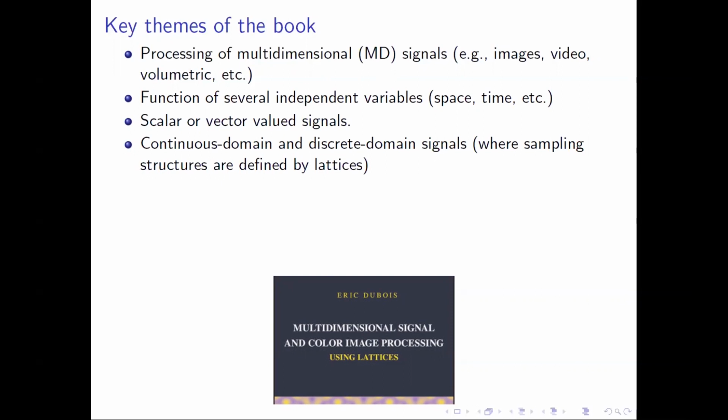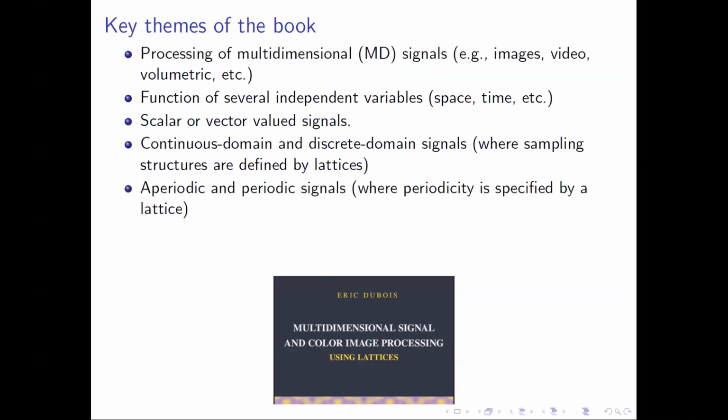The independent variables, the domain of the signal, can be continuous, as in real-world space and time, or discrete, generally in computer representations. For discrete domain signals, the sampling structure is specified using lattices, where the word lattice is used here in the same sense as in crystal lattice.